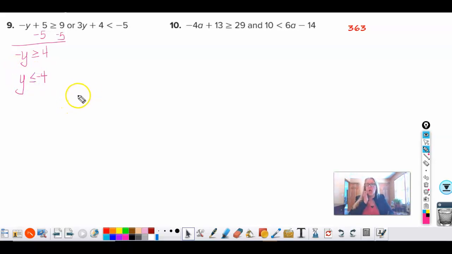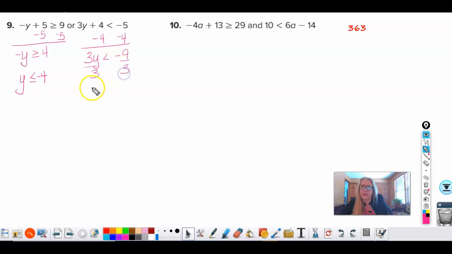Okay? And then this other equation, subtract 4 from both sides. That gives us 3y is less than negative 9. Divide both sides by 3. And we have y is less than negative 3. Okay, and this is an or, so I want to see what this would look like on a number line. I would have negative 4 and negative 3.